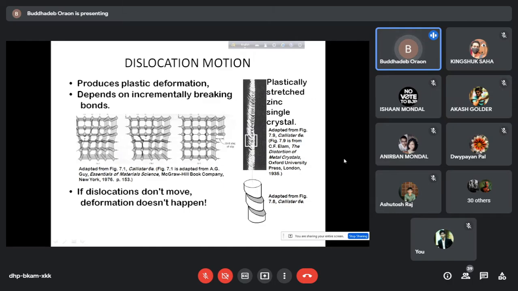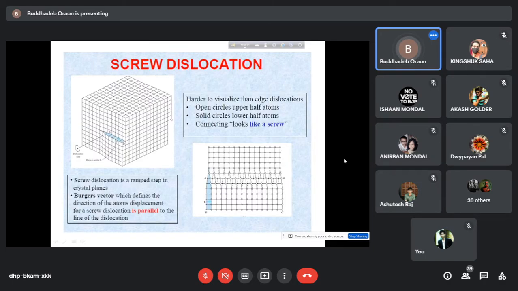Here is another diagram, the same diagram that has been given. I have already explained it. This is given in your reference books also. Just try to see that diagram, and some explanations may be there. Next comes the screw dislocation, which is slightly more difficult to understand, or harder to visualize, than edge dislocation.